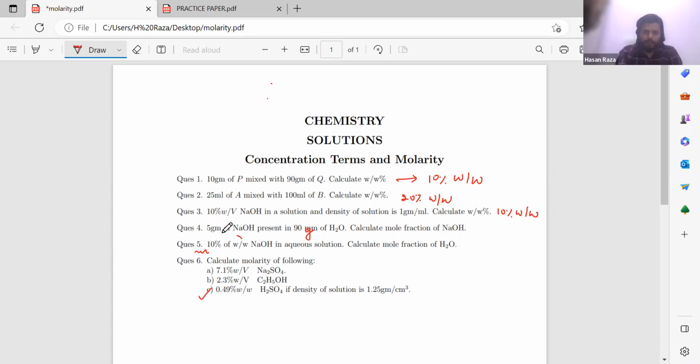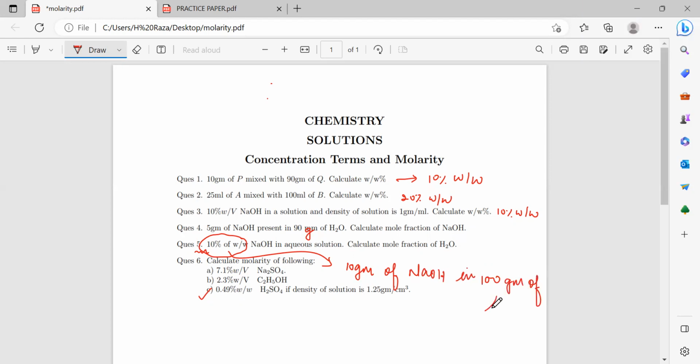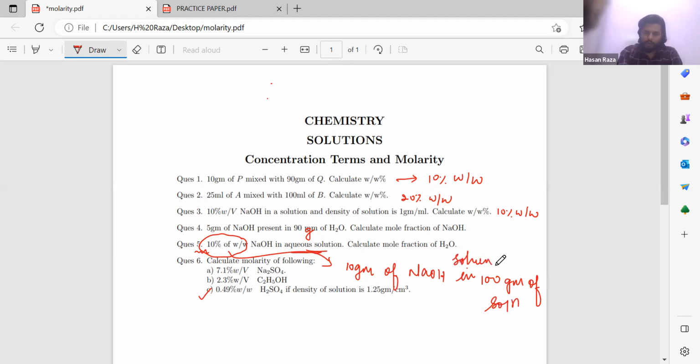Okay, let me see. 10% weight by weight. That means 10 gram of NaOH in 100 gram of solution, right? Yes, sir. But here you can see aqueous solution. That means the solvent is water. Now you can see this is your mass of solute and this is your mass of solvent. So this is mass of solution. So mass of solvent, that means mass of water, will be 100 minus 10, that will be 90 gram. Yes or no? Yes, sir.